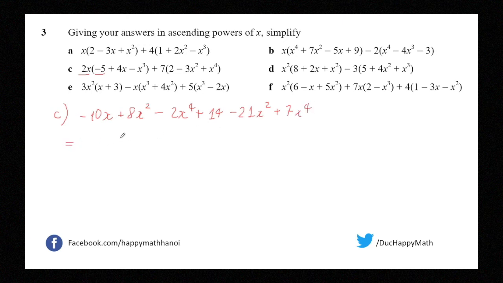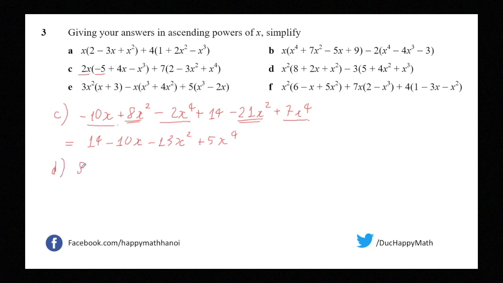So the constant number first, 14. x to the power of 1 only here. x to the power of 2, this one and this one, minus 13x squared. x to the power of 3, we have no x to the power of 3. So x to the power of 4: minus 2 plus 7 means plus 5x to the power of 4. Okay, continue with question D.